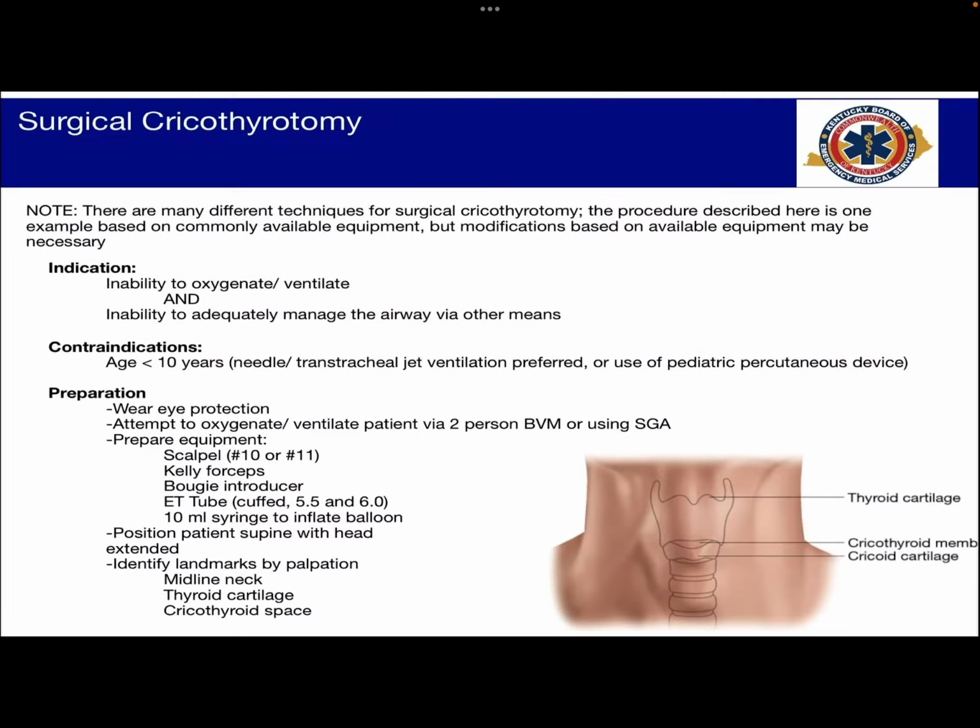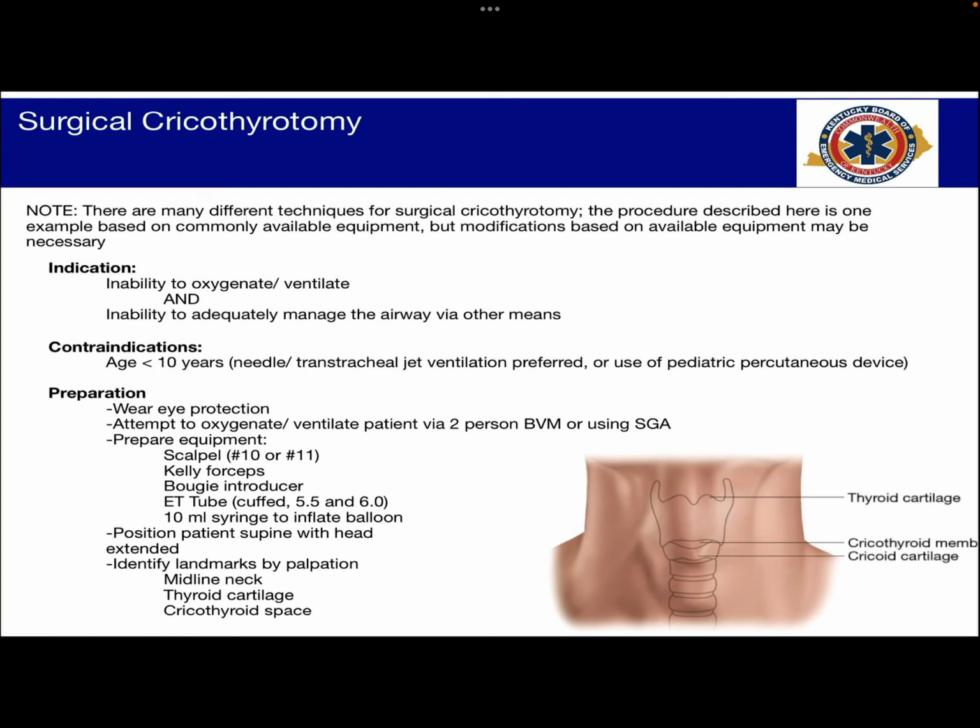So this protocol is kind of newly unrestricted. We will be doing a bit more training on it in the future. So there are many different techniques for surgical cricothyrotomy. The procedure described here is one example based on commonly available equipment, but modifications based on available equipment may be necessary.